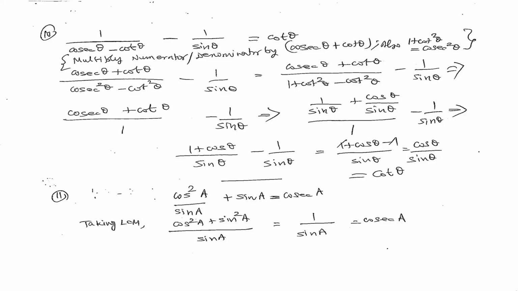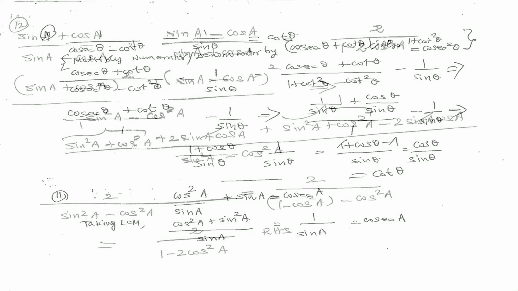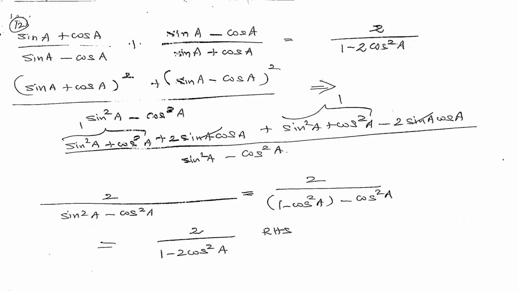In problem 10, we have cos square theta by sin A plus sin A is equal to cosec A. Taking LCM, we get cos squared A plus sin squared A by sin A is equal to 1 by sin A. Since cos squared A plus sin squared A is equal to 1, then 1 by sin A becomes cosec A. That is proved.